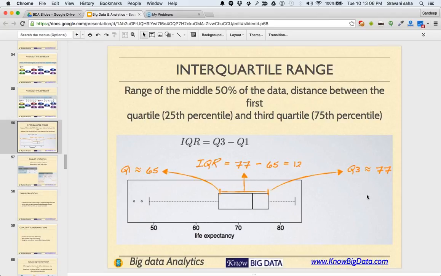We'll continue from the interquartile range. These are very important definitions. Although the concepts are pretty straightforward, getting used to these definitions takes a bit of time.